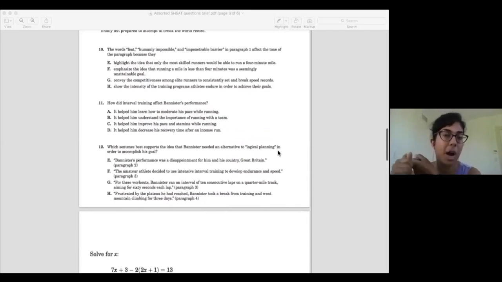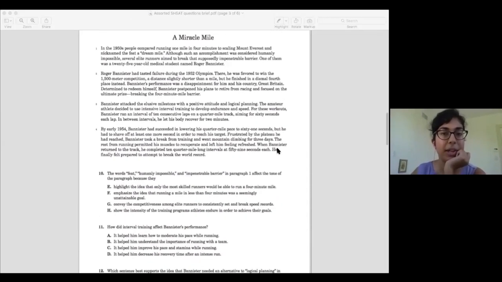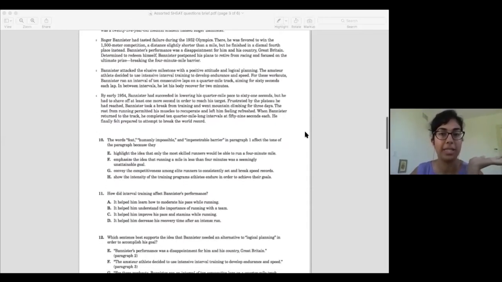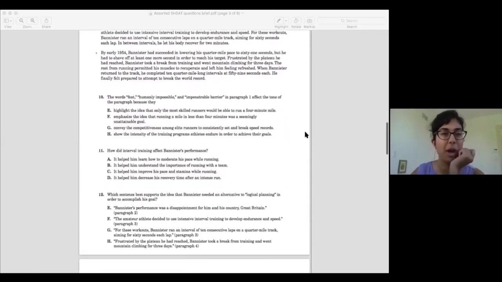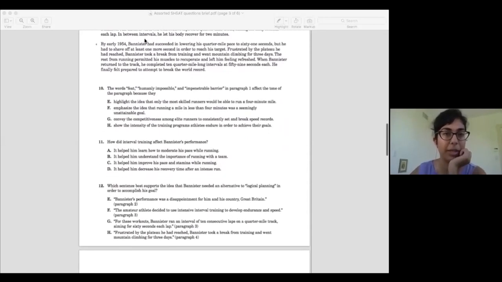Helped him learn how to moderate his pace. I'm not so sure that they talked about that, right? They talked about the process of interval training, and they just said that it helped lower his pace. They didn't really say anything about him having to learn to moderate, so I don't know about that one. I'm going to eliminate it. If you're ever unsure, you don't have to eliminate it. You can bring it down to 2 options and then consider them against each other. But I'm pretty certain that this one's wrong.